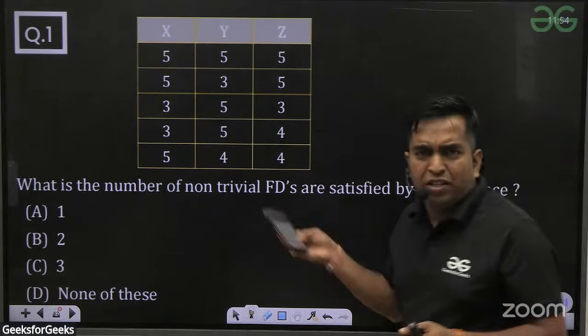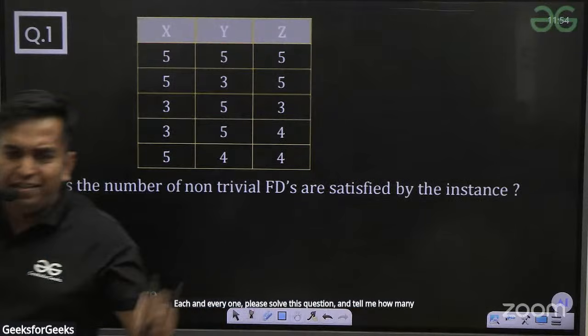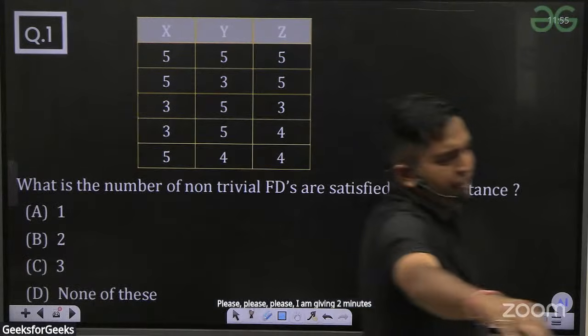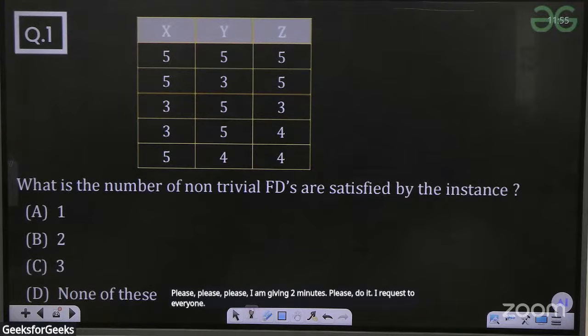Each and everyone, please solve this question and tell me how many non-trivial FDs are valid. How many combinations do we have? Please solve first. I am giving 2 minutes. I request everyone, kindly try to solve.